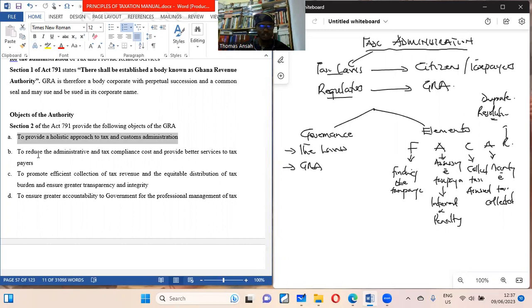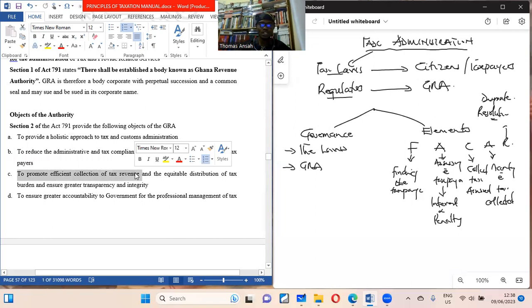Another reason was to reduce the administrative and tax compliance costs, because we all know about synergy. When they come together, they are able to do more than what each individual department or breakdown could have done. So they come together, pool the resources together, and thereby provide better service to the taxpayers.